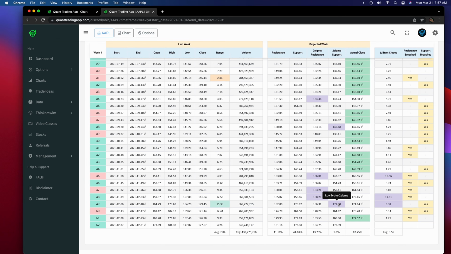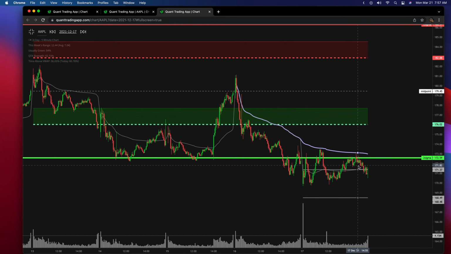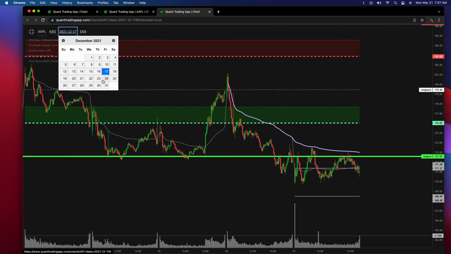So if this was 2 sigma support, we can see that it actually closed below it. We can press this button right here, and it pulls it up on the table for us. As we take a look, this is December 17th. Apple closed below 2 sigma. Again, it's pretty rare that it even touches it, but closing below it is very rare. If we jump to the following week, this was Christmas Eve, so the market was closed. So we can see Apple closed at 171.